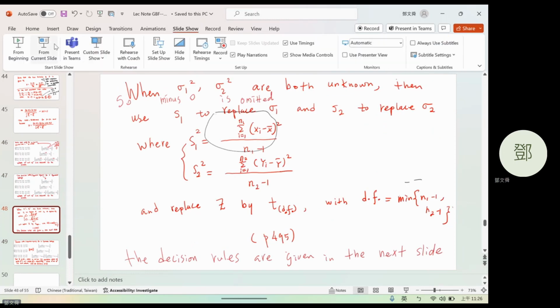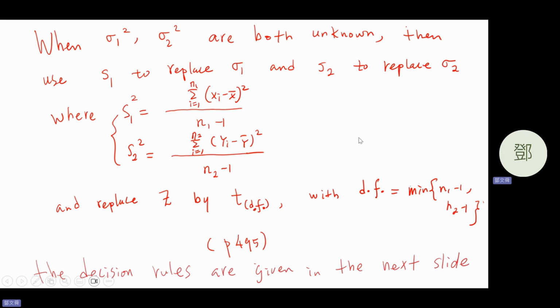And when the values of sigma 1 squared and sigma 2 squared are both unknown, then replace them. Express by S1 squared and S2 squared, right? And replace z by t with the degree of freedom. Where is the degree of freedom? It is the minimum value of n1 minus 1 and n2 minus 1. And this formula appears in your textbook on page 495. So the decision rules are given in the next slide here.